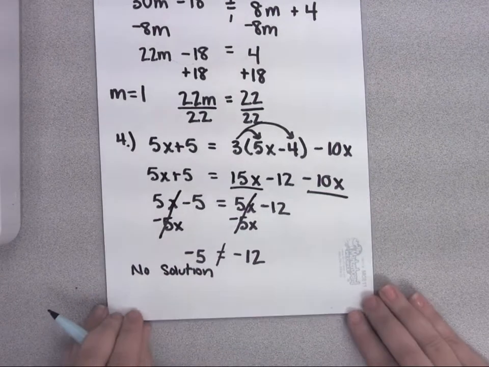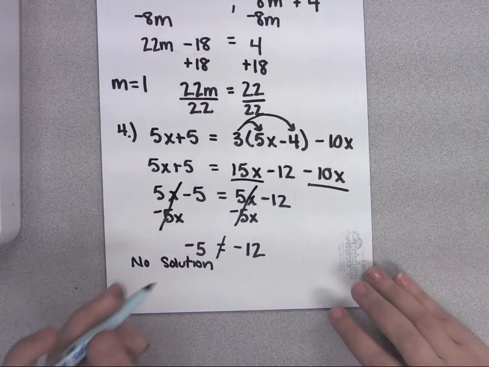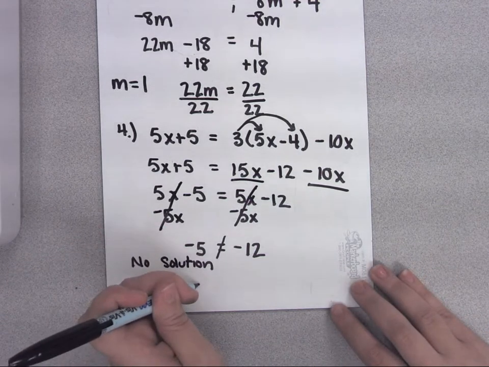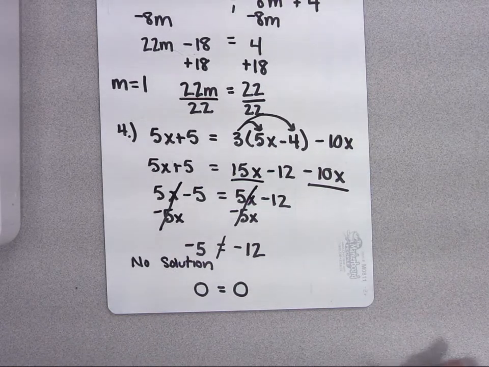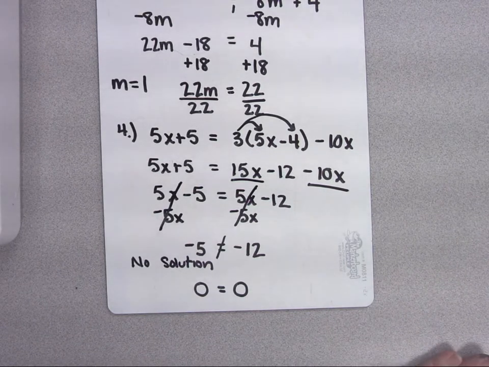Now, if I were to cancel them out, because sometimes it happens, I would get anything. It literally doesn't matter. If I get 0 equals 0, or 15 equals 15, or Isaiah equals Isaiah, it doesn't matter what I get. What's the answer, Isaiah?